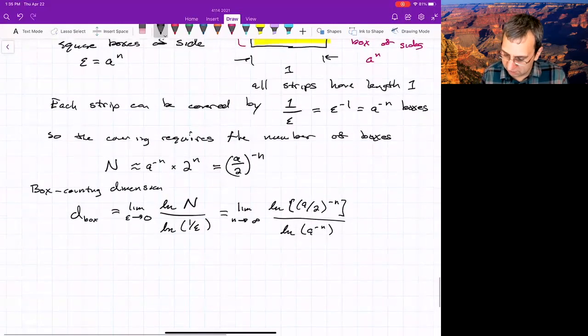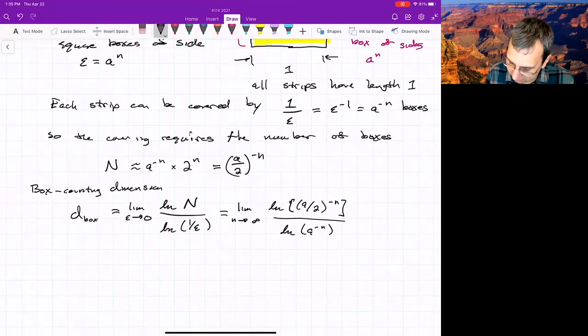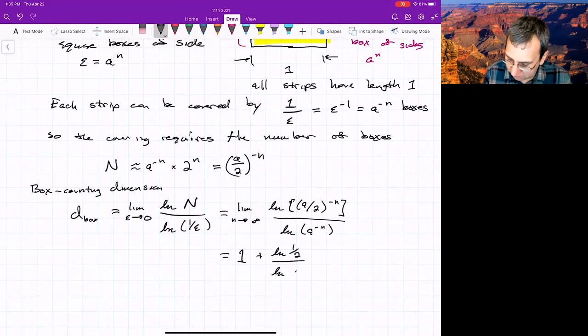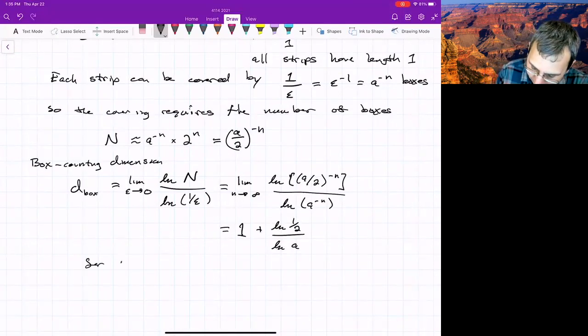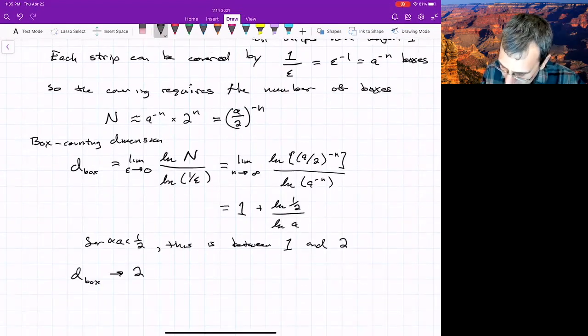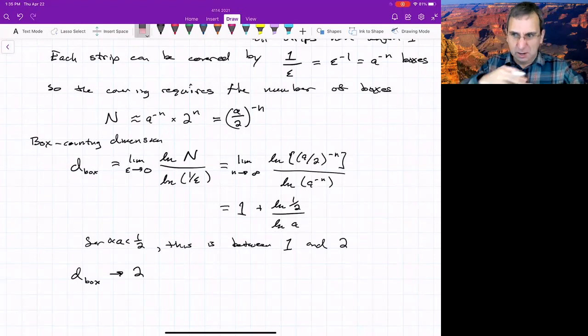And what does that give us? This will give us 1 plus natural log of 1/2 divided by natural log of a, which, for a greater than 0 and less than 1/2, is between 1 and 2, because this number over here will be positive. And that's what we expected. It's sort of like a bunch of lines that almost seem to fill an area, but maybe not quite.